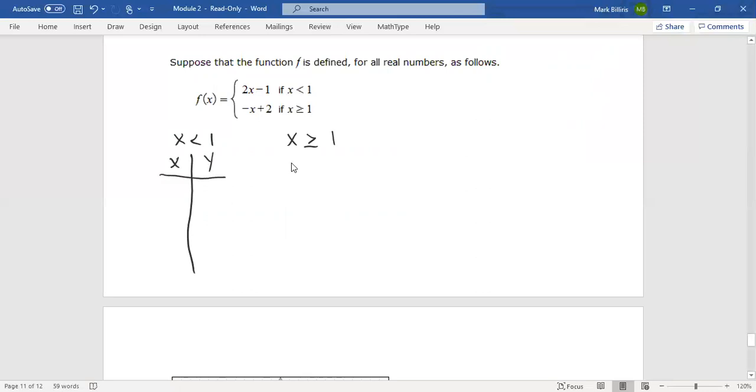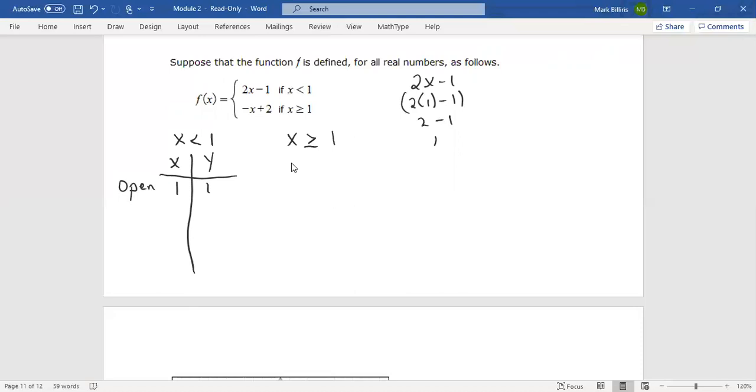So remember what I said. Even though the point isn't included, I always include or begin with that value. So I wrote open because x cannot equal 1. It's the values less than 1. So it says if x is less than 1, I use 2x minus 1. So if I use 2x minus 1, I substitute the 1 in there. And y would be 1.